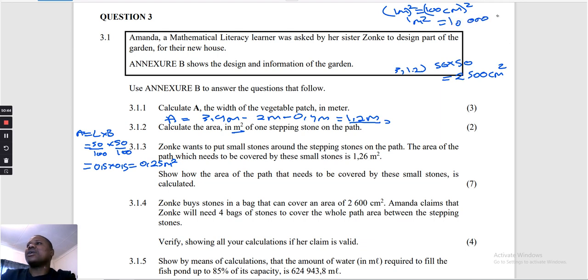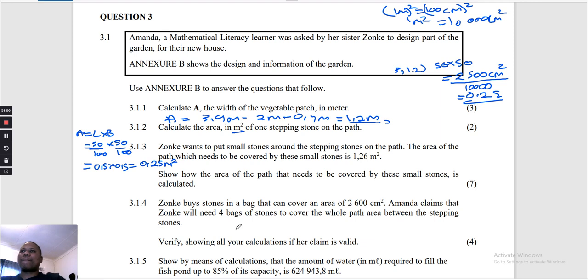So instead of us now dividing by 100, we divide here by, I mean 10,000. We divide here by 10,000. 2,500 divided by 10,000 gives us 0.25. So this is how someone can do it.